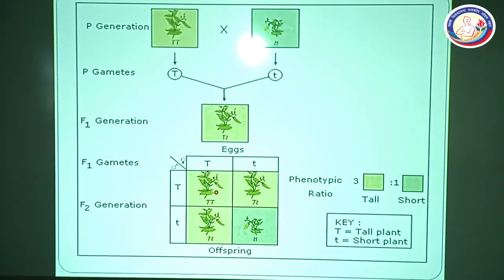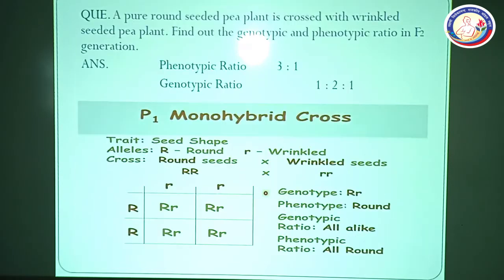Similarly, again one figure is given here. This is the tall plant, short plant. I have already explained, nothing different from above. You can see tall, capital T capital T, capital T small t, capital T small t, small t small t. These three are tall and this one is short. And again the phenotypic ratio is 3 is to 1.